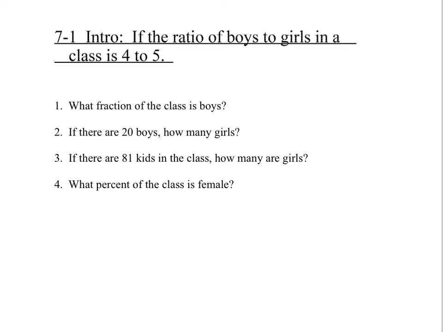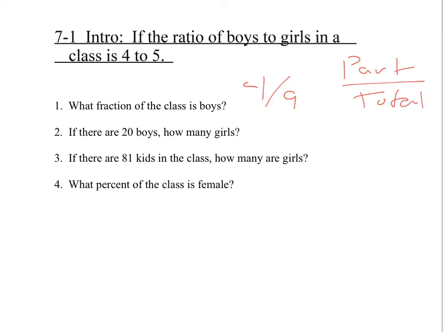Okay, what fraction of the class is boys? You should have found that there were 4/9, and the reason is there are 4 boys to every 5 girls, which means there are 4 boys and there are 5 girls, so there are 9 total students. A fraction is always part over total.